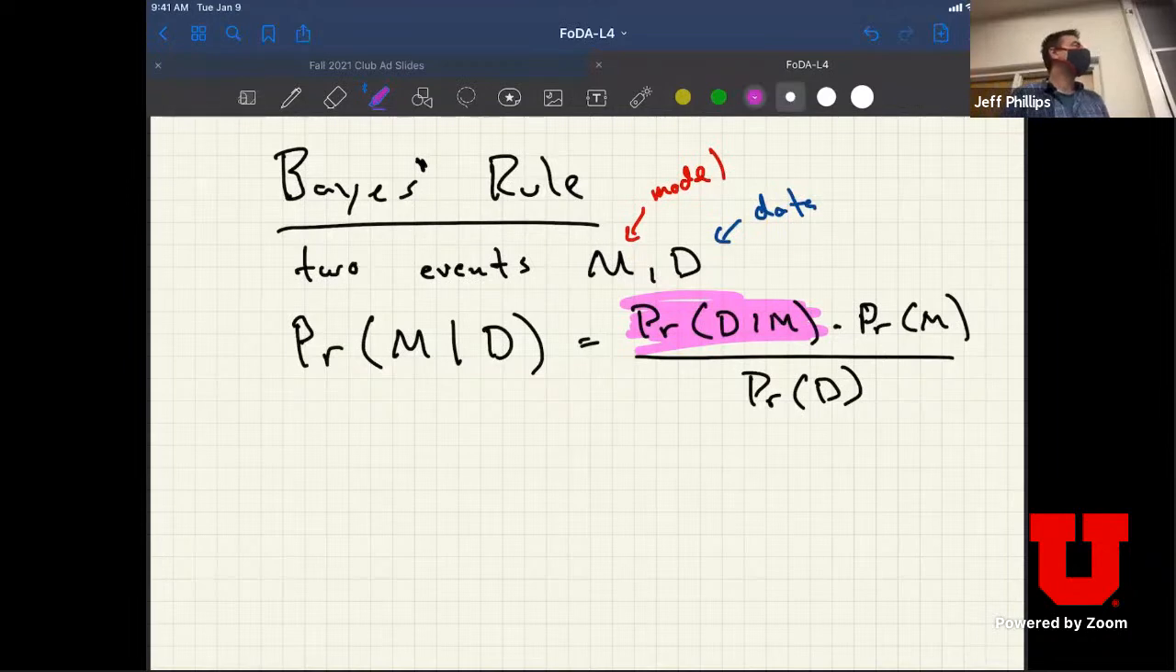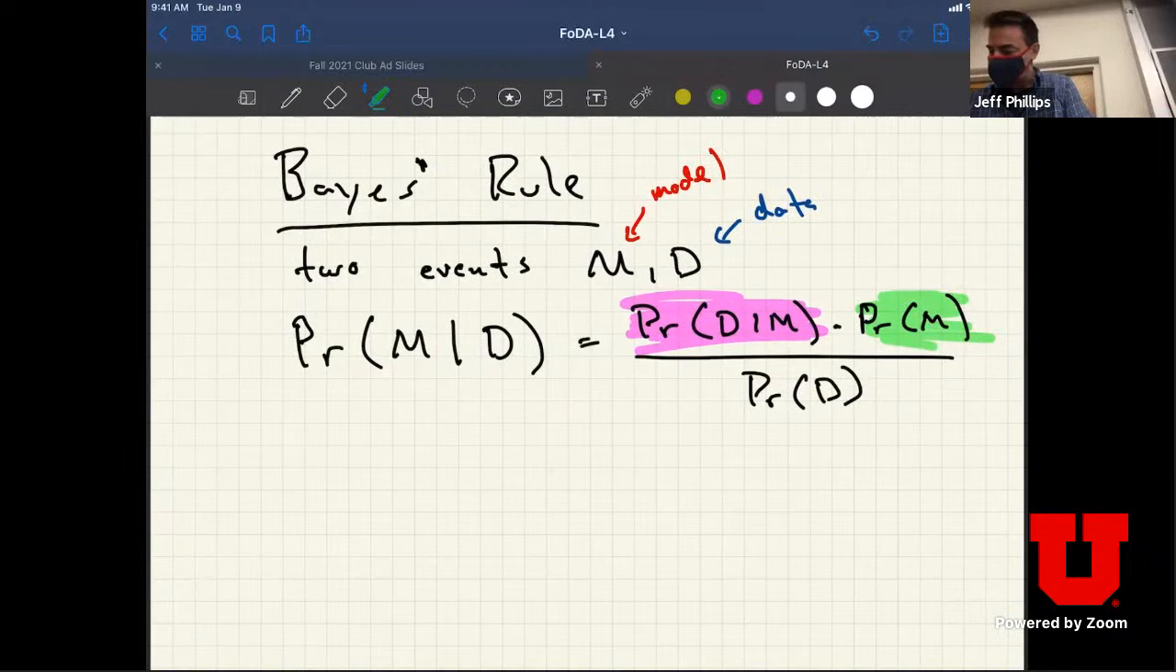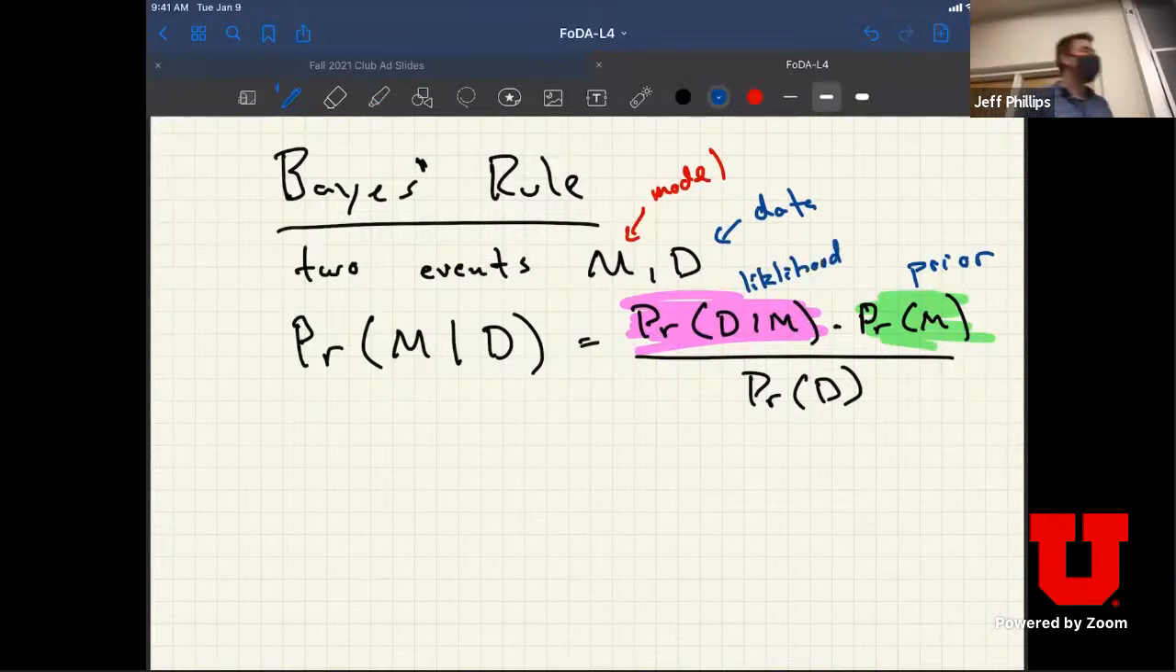And then there's the probability of the model. This is another term here. The probability of the model is often called the prior, and the probability of the data given the model is often called the likelihood. We'll often be able to write down formulas for the likelihood. The prior, the probability of the model, is something we're sometimes going to be given.